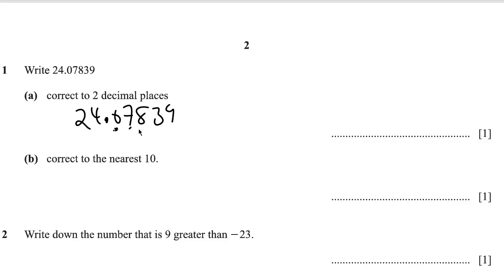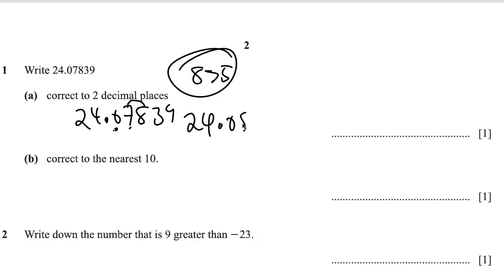Then you look at the third. The number in the third decimal place helps you to correct the second decimal place. You get that? So this is 8. Since 8 is greater than 5, we have the right to round it up by 1. That's the rule. So we add 1 to 7, and it becomes 24.08. That's the answer to 2 decimal places.